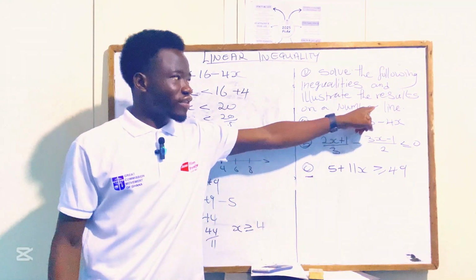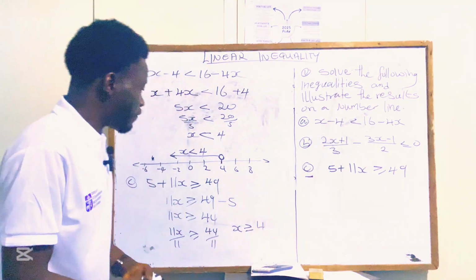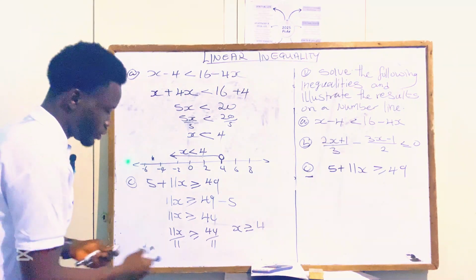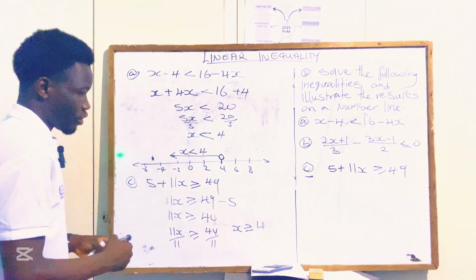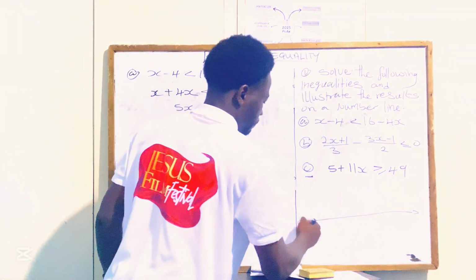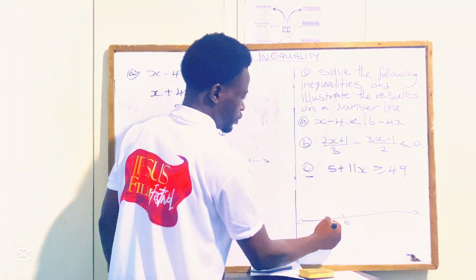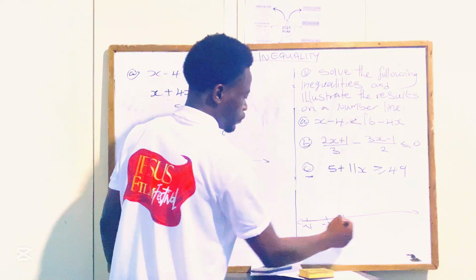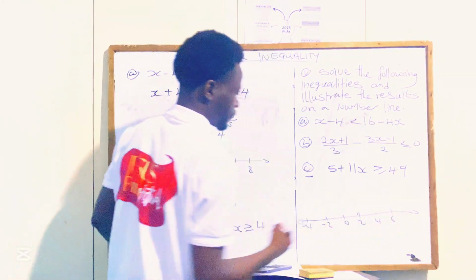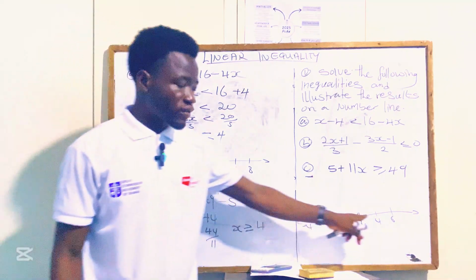But again, the second part of the question is saying that we should illustrate this particular result on a number line. So you have to draw the number line. Okay? So I'm drawing the number line here. Okay, so I have my 0, negative 2, negative 4. I have here 2, 4, 6. Now the result is positive 4, which means on this side.